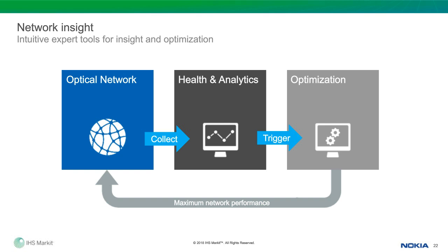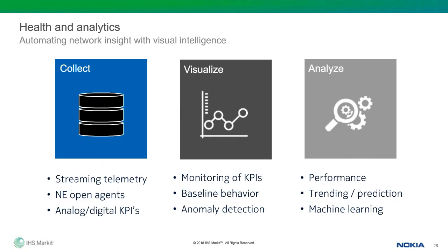So now let's take a closer look at the Health and Analytics app. What these apps do is collect, visualize, and analyze data in your network. They do this by using streaming telemetry, looking at historical big data records, performance monitoring, trending analyses, prediction, and machine learning, as I mentioned, to analyze and predict network behavior and then monitor network health.